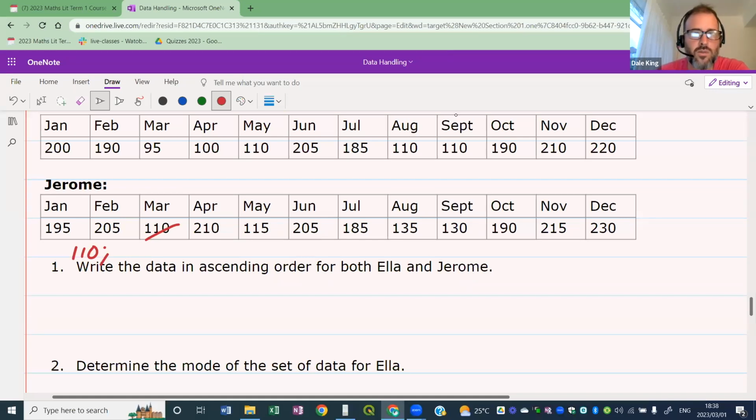Oh, someone's already got an answer. I wonder if they're looking at the data set and just picking out, or if they put it in ascending order first. Let's see. 115. What's next? 130 looks like it's next. And then 135. 185. It might even be right. 185. 195.